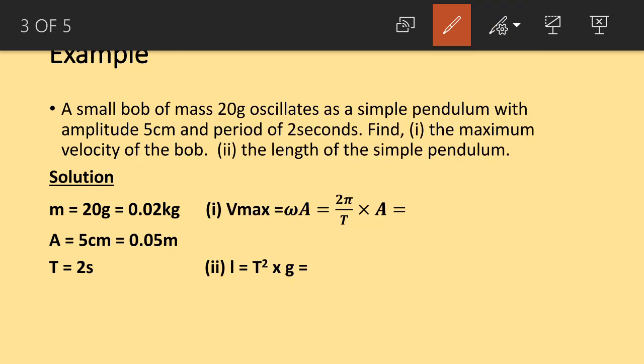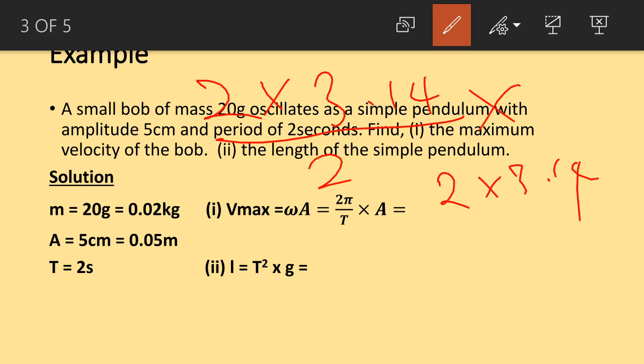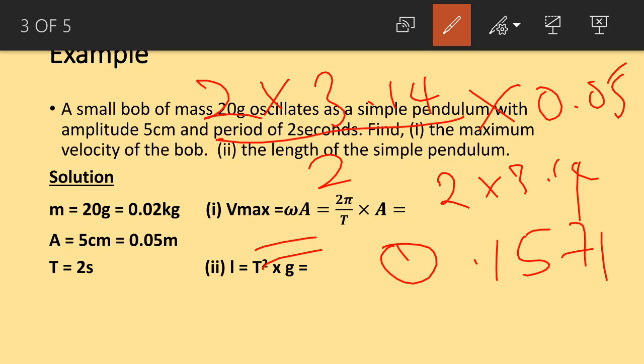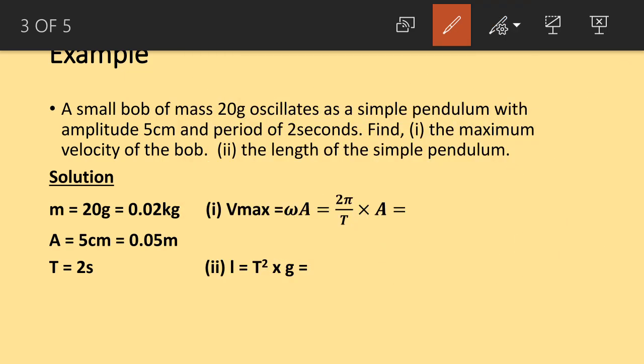If we do that, we are going to have 2 times 3.14, divided by the period, which is 2, then multiplied by the amplitude, which is 0.05. If I calculate that with my calculator, we get 0.1571, and the unit is meters per second. Now that leads us to the next question: find the length of the simple pendulum.